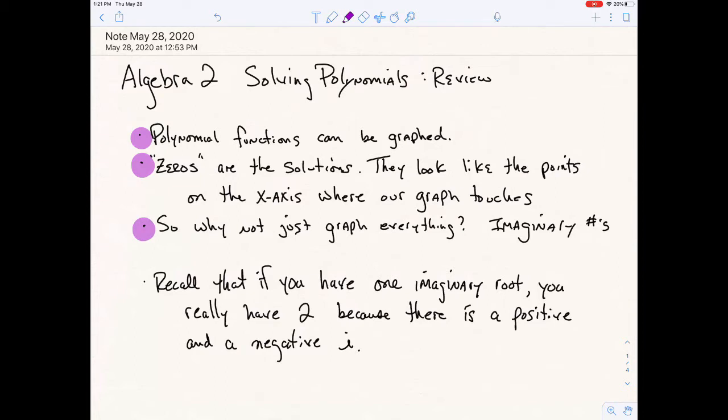So then you might ask, why don't we just graph everything? Well, we don't because of imaginary numbers. We also don't want to graph everything because it's kind of a cumbersome way to solve a problem.